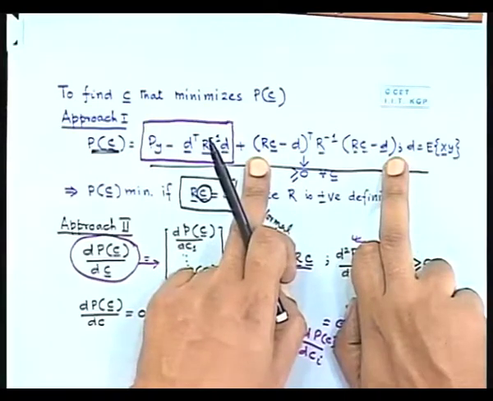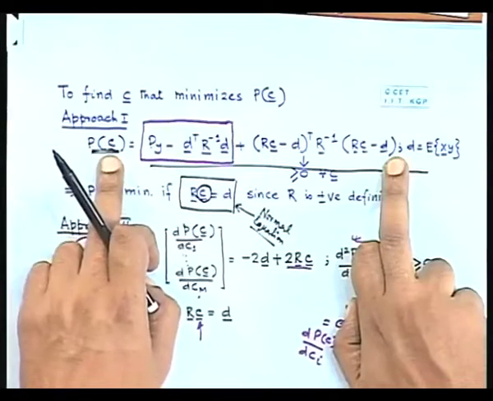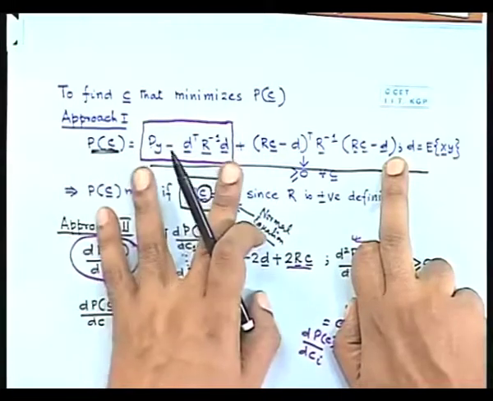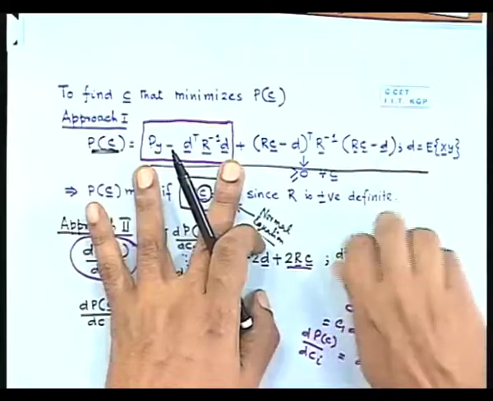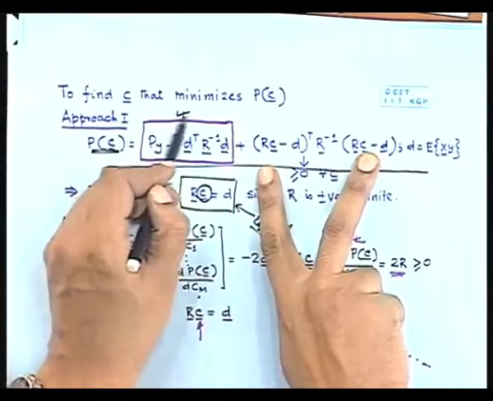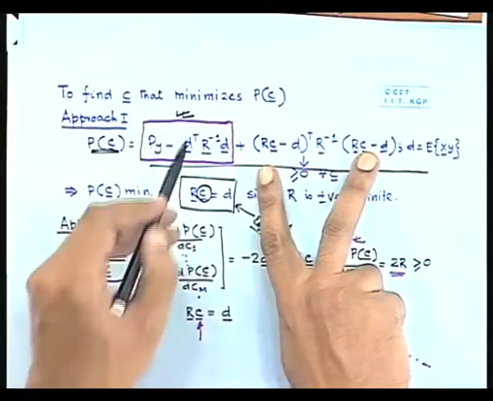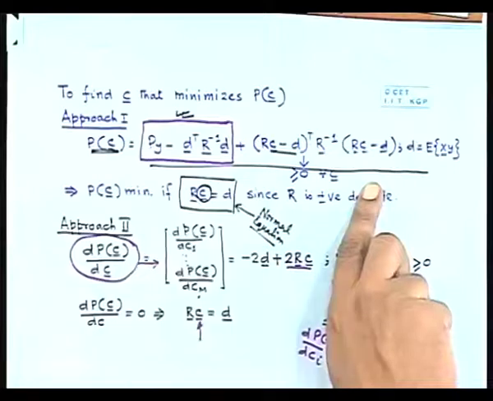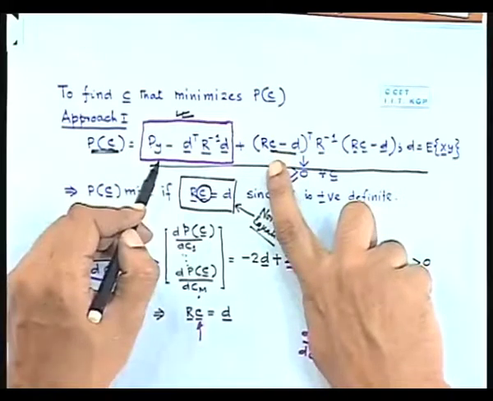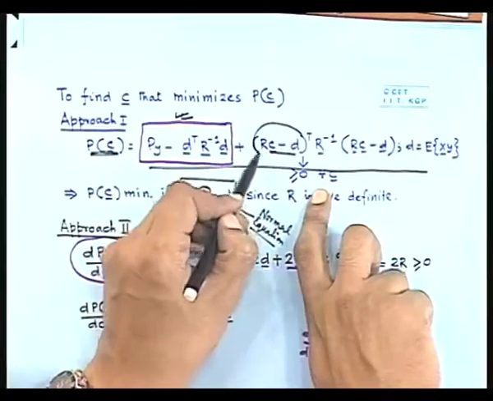So this number can never be less than 0, which means that this sum must always be more than this, because this is positive. This is the minimum error power that is possible, and that will occur only when RC equals D. So that is the optimal minimum mean square error, when this term will be 0.